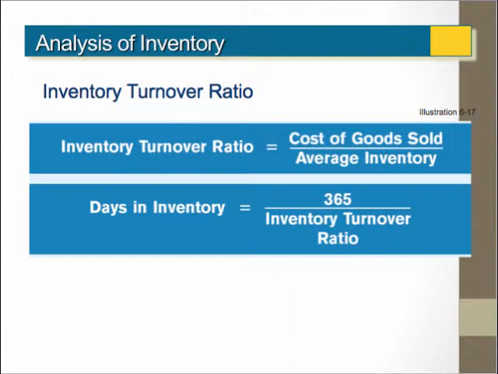The other ratio related to inventory turnover is days in inventory. In days in inventory, you take the inventory turnover ratio included in the formula: 365 days divided by the inventory turnover ratio. And what that tells you is how old the average inventory is or how long it takes the inventory to sell.